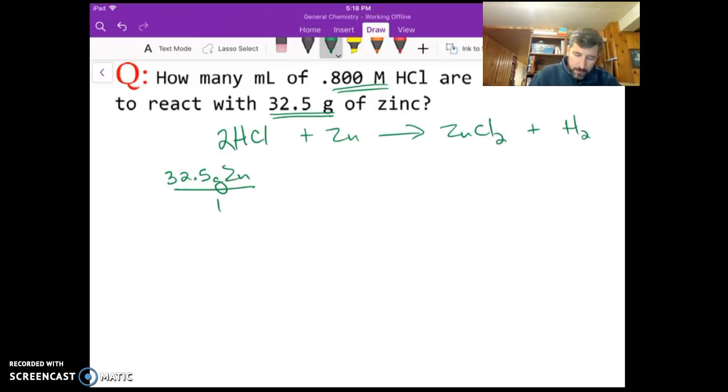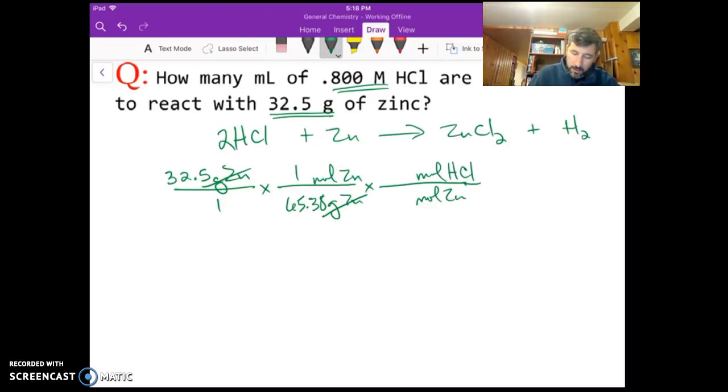Okay, we're going to convert that using the molar mass of zinc. We're going to go from grams of zinc to moles. 1 mole is 65.38 grams from the periodic table. And then we have to go from moles of zinc to moles of HCl. And from the balanced equation, that is a 2-to-1 ratio. At this point, we haven't done anything different than the previous stoichiometry problems we've done over the last 2 weeks. It's grams of A to moles of A to moles of B.